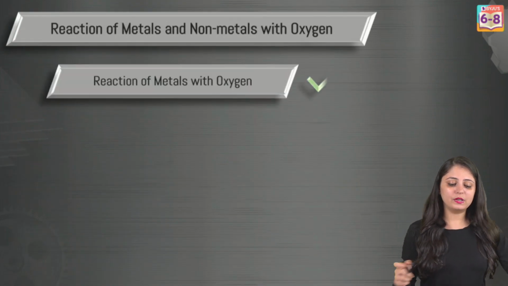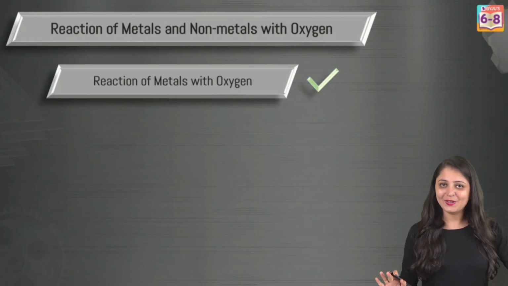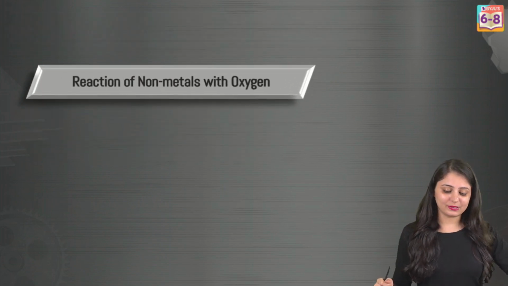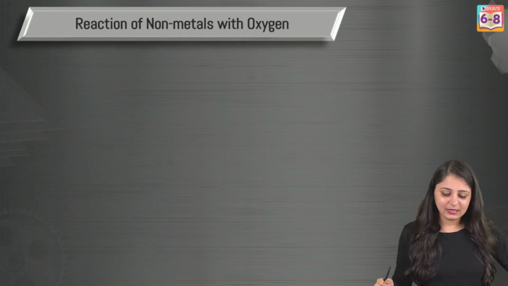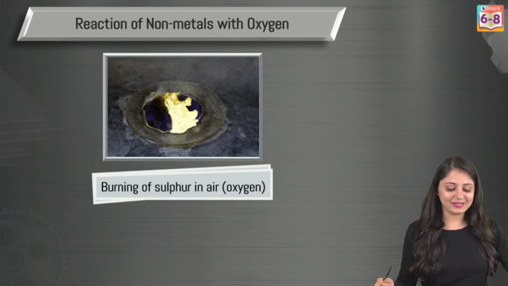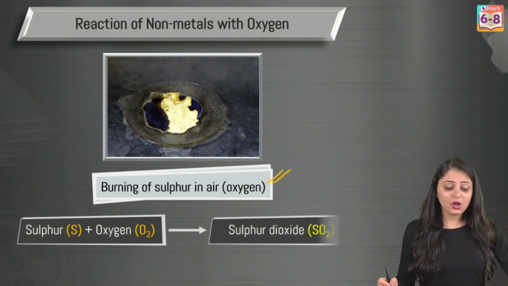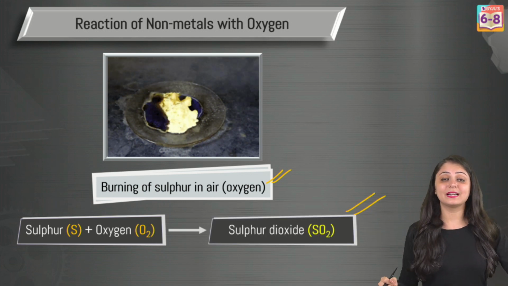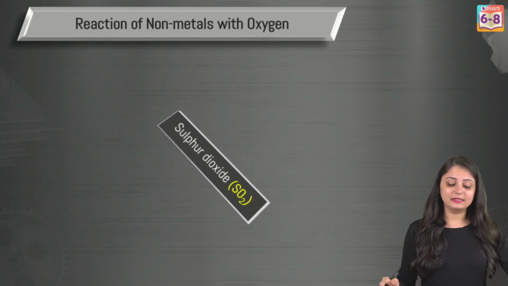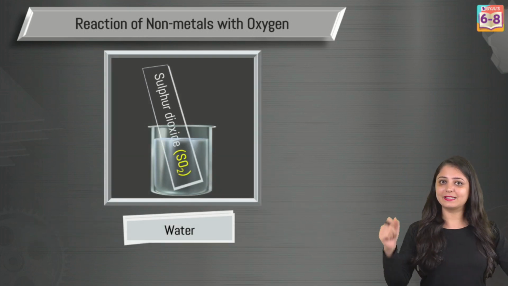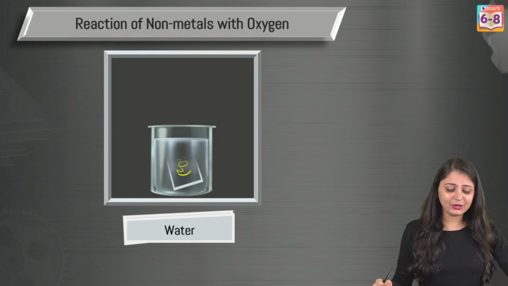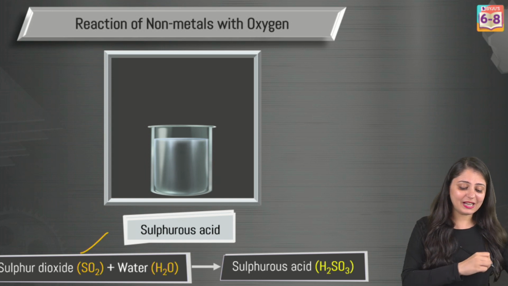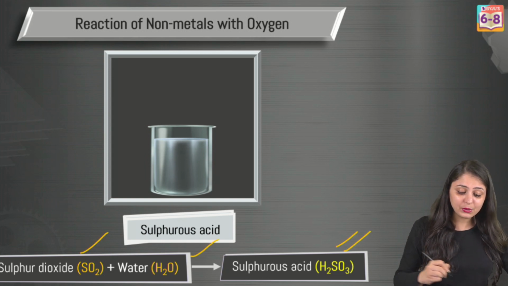Alright, so now we know how metals react with oxygen. I hope everything is sorted till here. Let's see how non-metals are reacting with oxygen now. Now over here, let's say we have a non-metal sulfur with us. In the presence of oxygen, what is it forming? It's forming the corresponding oxide, that's sulfur dioxide. Now, when this sulfur dioxide is added to water, what is happening over here? Well, it is forming the corresponding acid. So, sulfur dioxide plus water will form sulfurous acid.